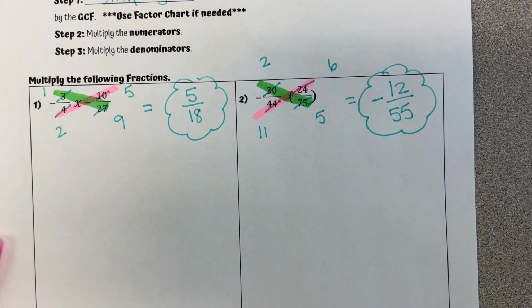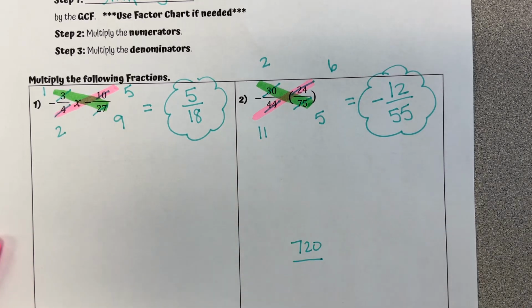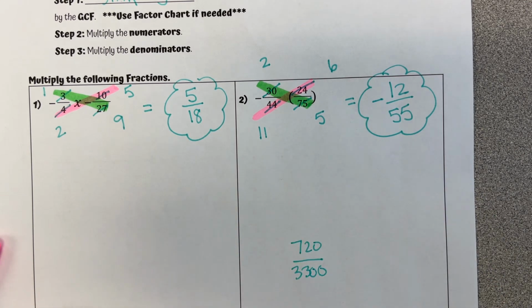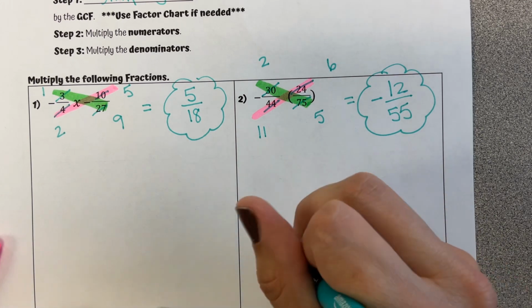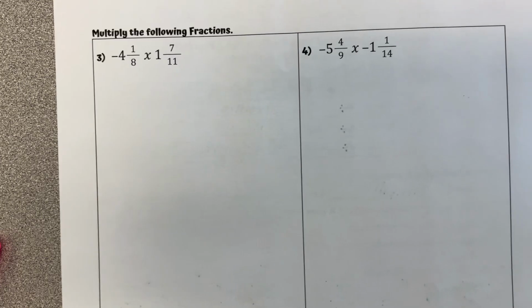If you had tried to multiply first, you would have gotten, let's see, 30 times 24 is 720 over 44 times 75, which is 3,300. And I don't know about you, I wouldn't want to have to go about simplifying that. All right, let's flip over to the back.